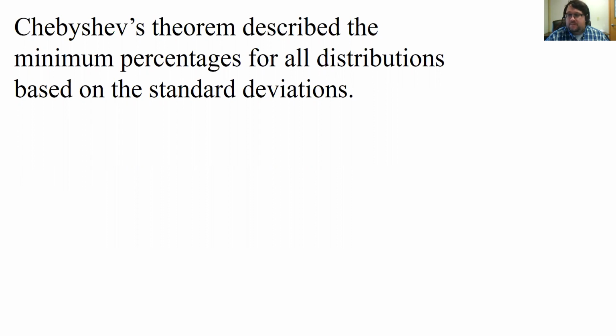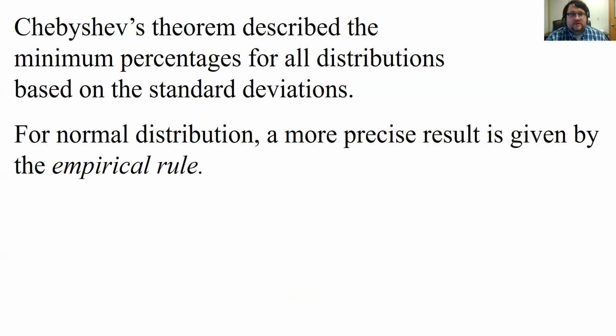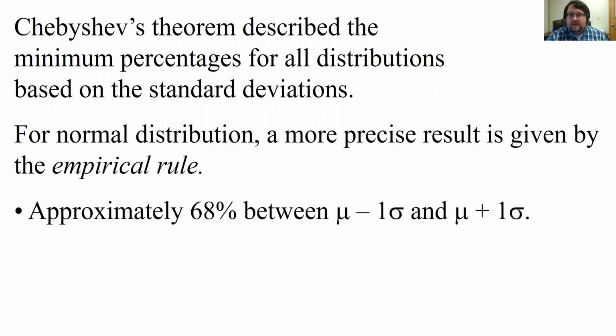Chebyshev's was based on those minimum percentages, and it could be higher. And in fact, it's going to be higher for the normal distribution. So for normal distributions, we're going to use what we call the empirical rule. And what the empirical rule says is that 68% or 0.68, if you're talking about probabilities, fall between the mean minus 1 standard deviation and the mean plus 1 standard deviation. And I put the ones here just to kind of overemphasize this is 1 standard deviation. Chebyshev's doesn't start until 2 standard deviations for those basic values.